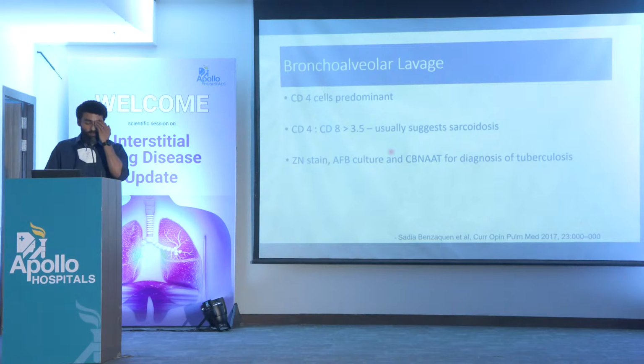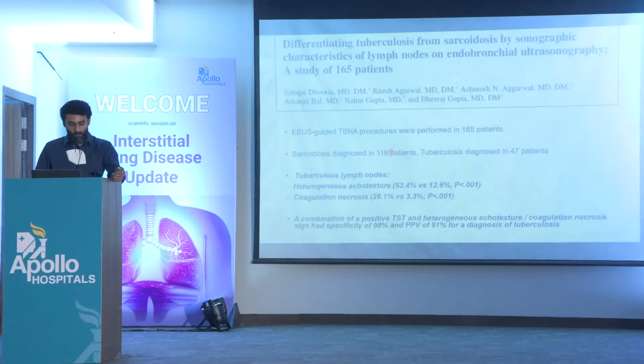So, in lavage, the findings are the CD4-CD8 ratio is usually more than 3.5. The stains for tuberculosis are all negative. Then coming to EBUS, that is the lymph node biopsy under ultrasound guidance using a bronchoscope. So the tuberculous lymph node generally, as I told, have heterogeneous echo texture with coagulation necrosis sign positive.